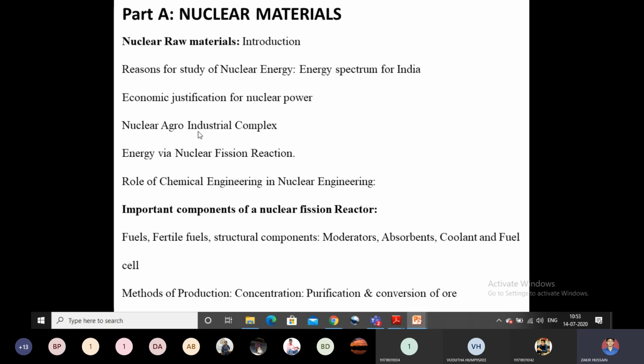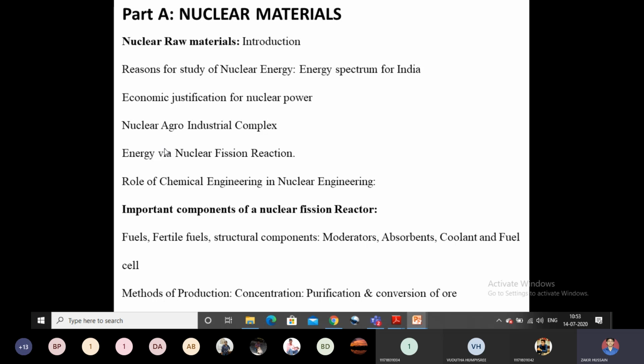Then the next one is the nuclear agro industrial complex, which is popularly known as a nuplex. It is a complex combination of agriculture, fertilizer, and pesticide industries together with a metal industry, clubbed in one unit together with a nuclear power production plant, which is a complex plant. We will have to discuss that nuplex.